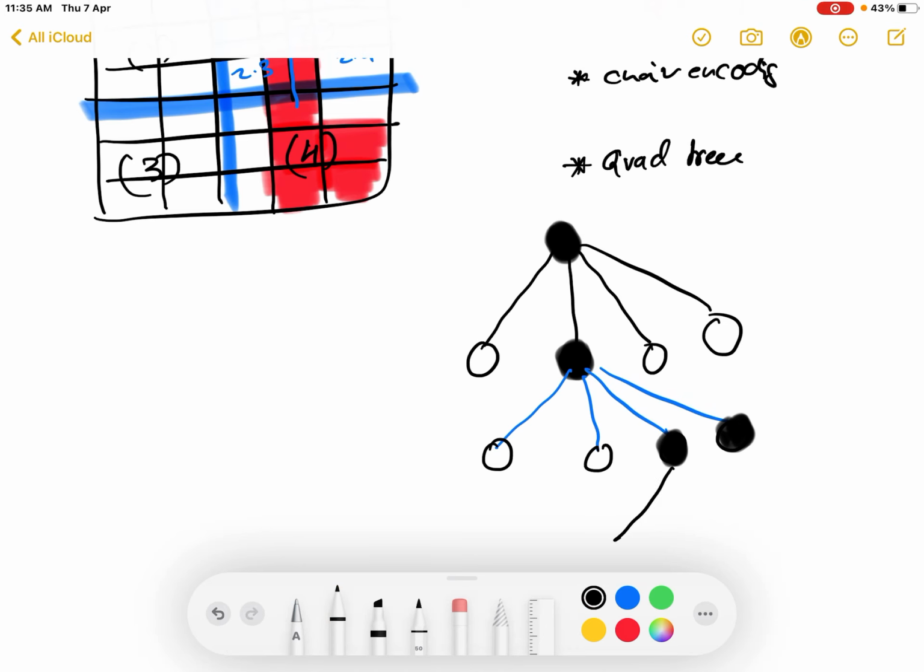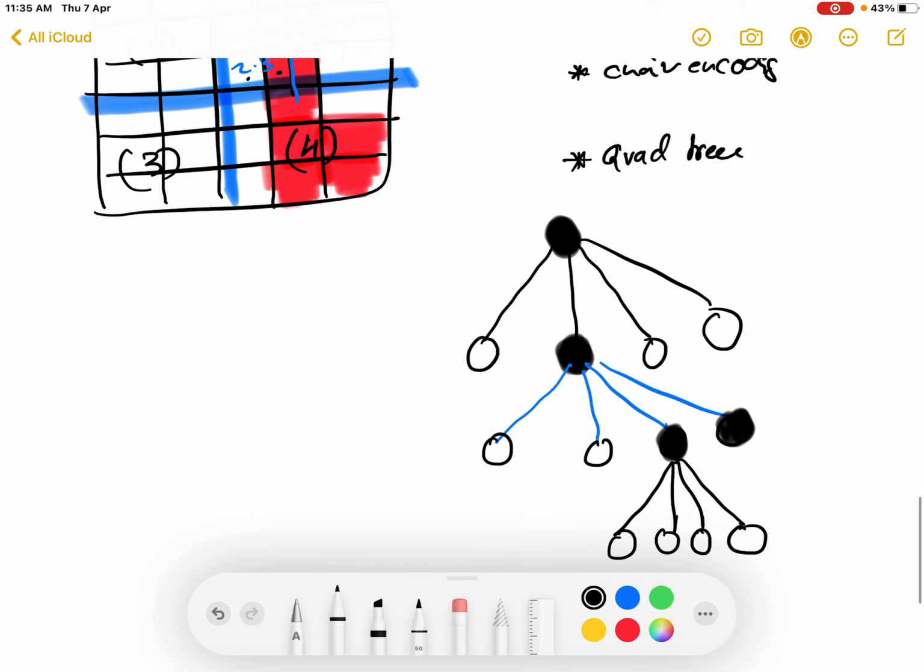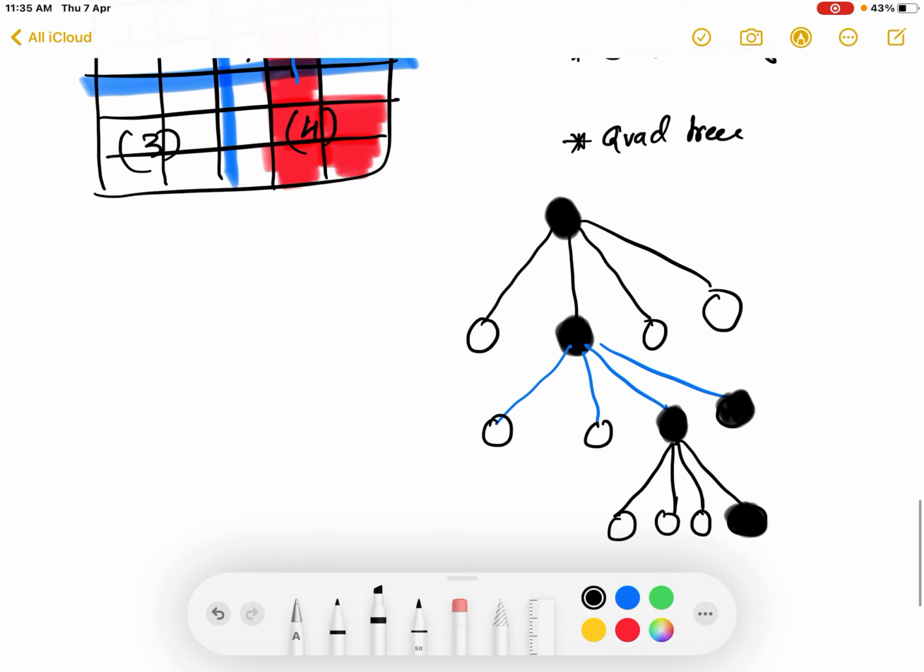Okay. So 2.3 we will divide again into 4. We will again be dividing this into 4: 1, 2, 3, 4. So 2.3.1, 2.3.2, 2.3.3, 2.3.4, right? So this is only the non-empty part here. Okay, this is how you represent it.